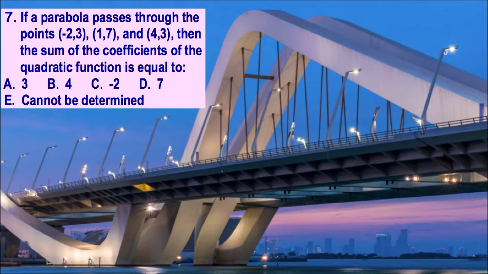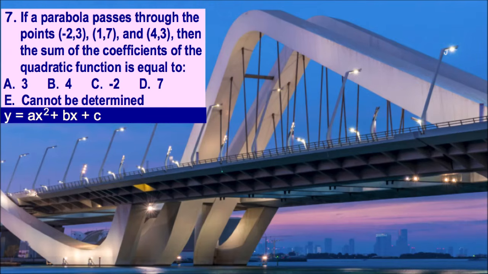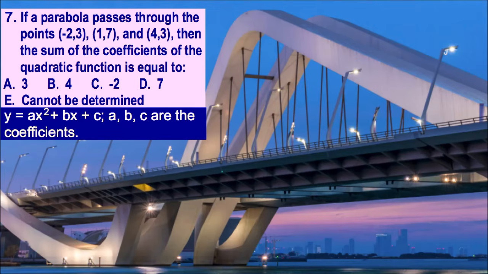Question 7. If a parabola passes through the points with coordinates negative 2, 3, 1, 7, and 4, 3, then the sum of the coefficients of the quadratic function is equal to A: 3, B: 4, C: negative 2, D: 7, or E: cannot be determined. Let's consider the standard form of the quadratic equation. y equals ax squared plus bx plus c, where a, b, and c are the coefficients.